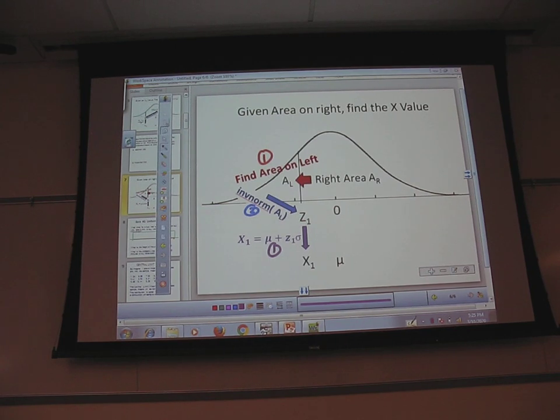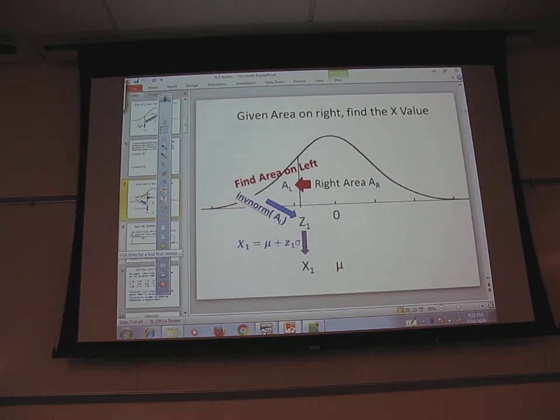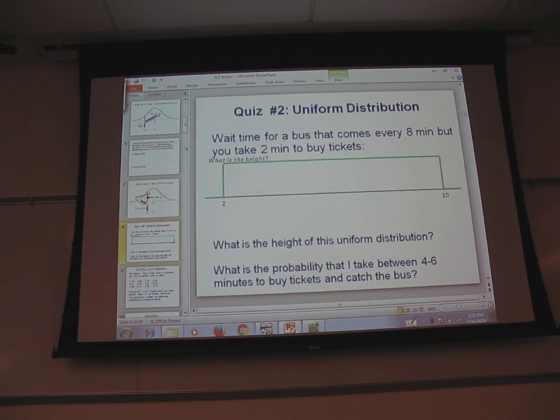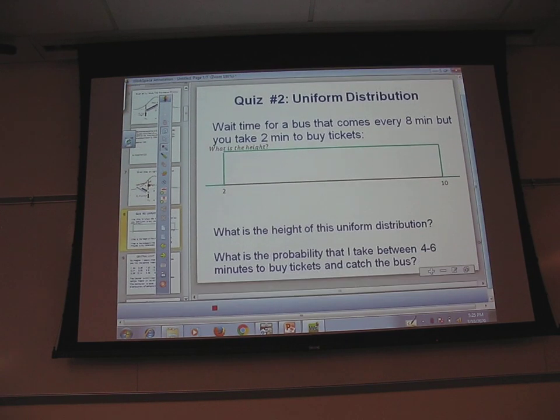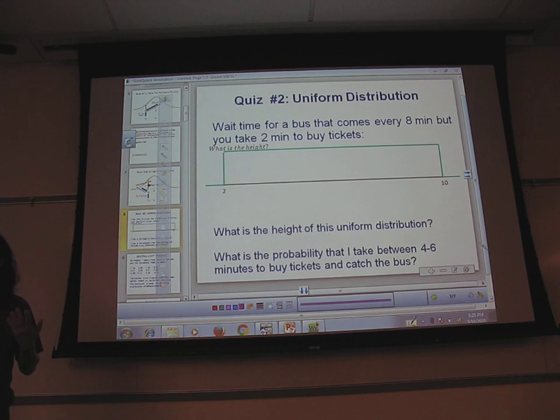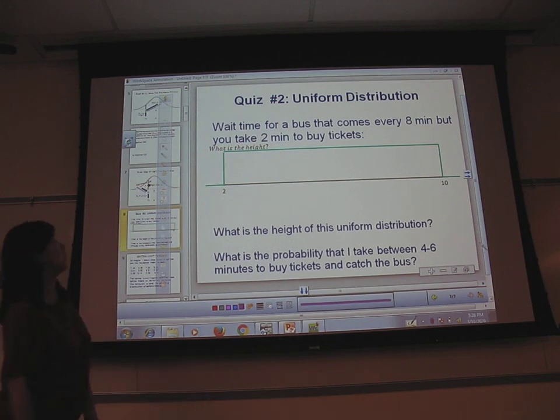And you have some homework problems on that, I think. Here's your quiz number 2 on a uniform distribution. Our probability is the same thing as what? Area under the curve, and percent of the population. Perfect. Thanks, Courtney.